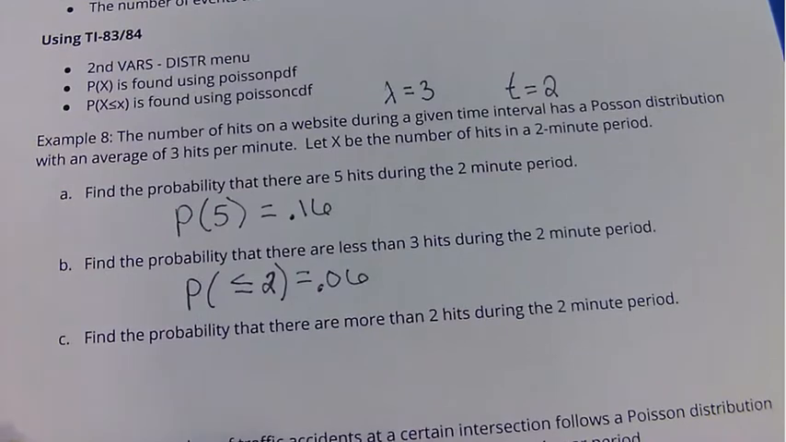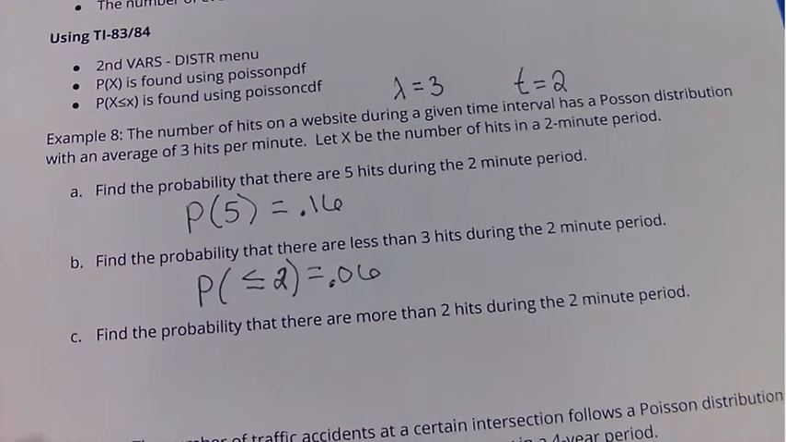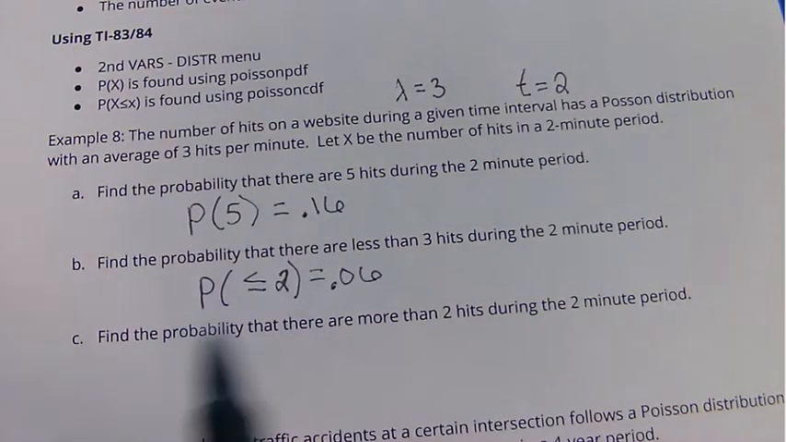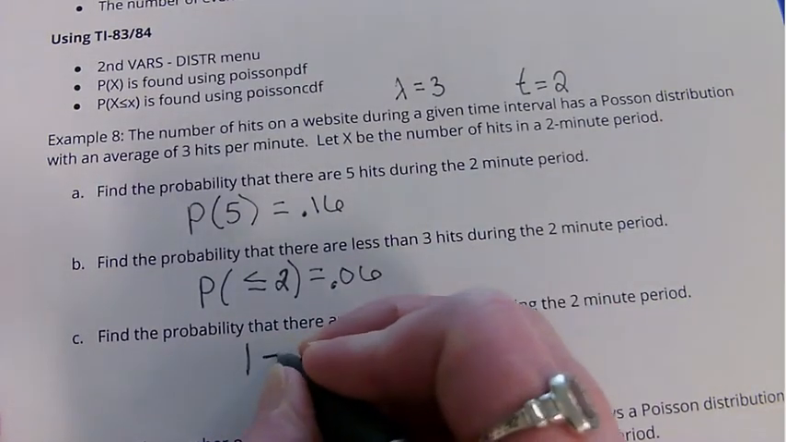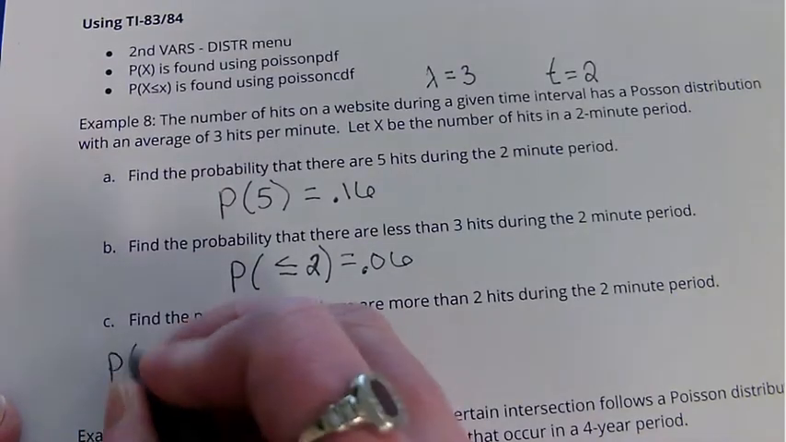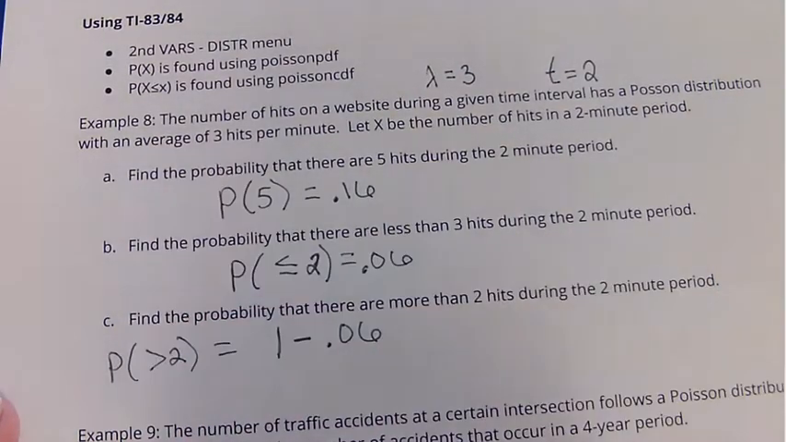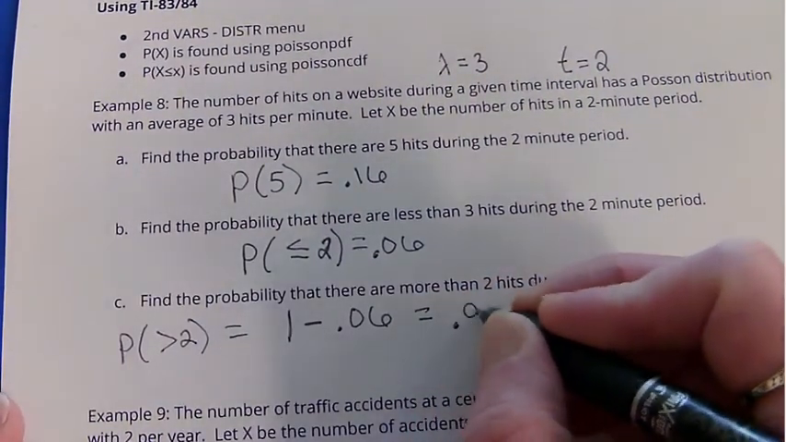Find the probability that there are more than 2 hits during the period. Well, that would be the opposite of this. And remember, all the probabilities would add to 1. So I would just take 1 minus 0.06. The probability of being greater than 2 would be the opposite of less than or equal to 2. And so that would be 0.94.